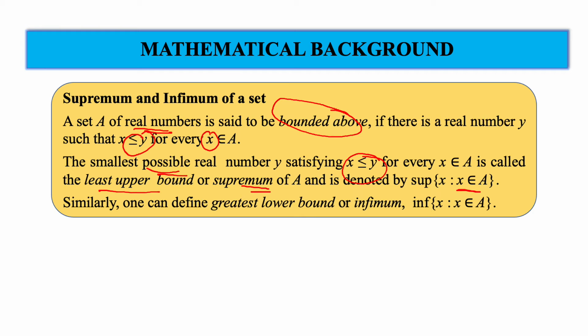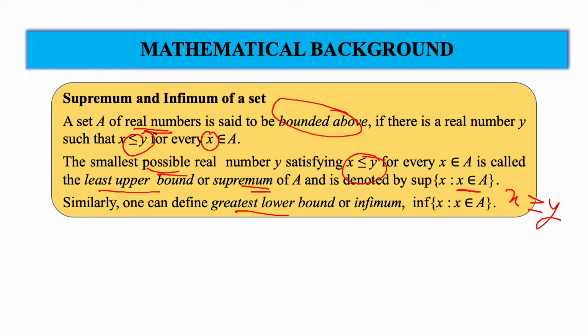Now along similar lines, one can define what is called the greatest lower bound or infimum. So in that case, one has to look for the element y such that x is greater than or equal to y for every x belonging to A, and among them, if you find the largest number such that x is greater than or equal to y for every x belonging to A, then it is called the greatest lower bound or infimum.